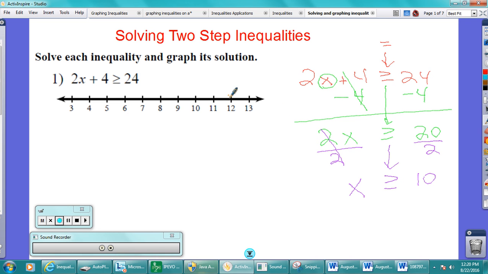Now to graph, we're going to follow the steps as we did in the other video. First, we're going to locate 10 on the number line. Next, we're going to either have an open circle or a closed circle. Here we have equal to, so it's going to be a closed circle.